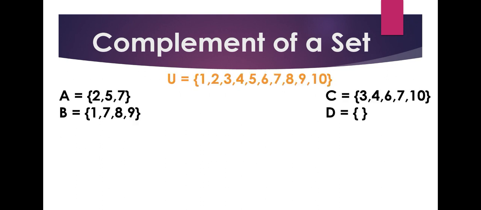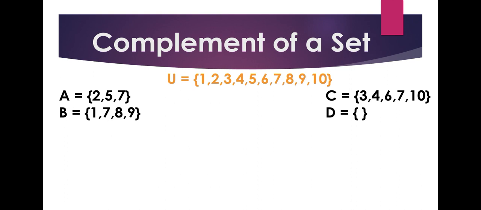So, for example, meron daw tayong universal set na 1, 2, 3, 4, 5, 6, 7, 8, 9, 10. And then, meron tayong set A na 2, 5, 7. Sa set B ay 1, 7, 8, 9. Sa set C ay 3, 4, 6, 7, 10. Sa set D ay null set or walang element.